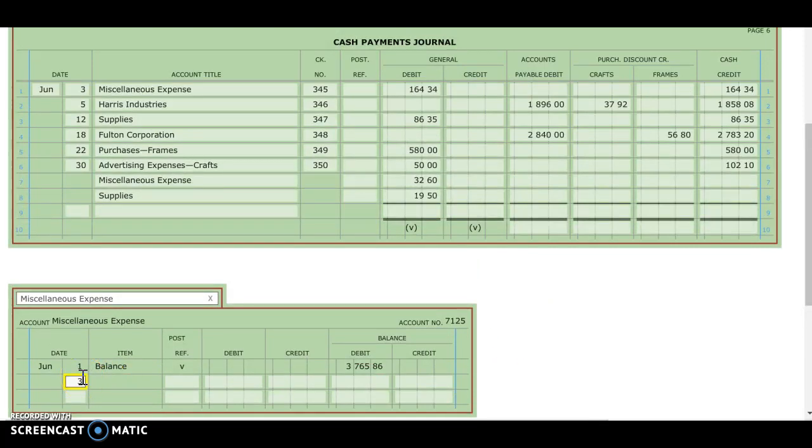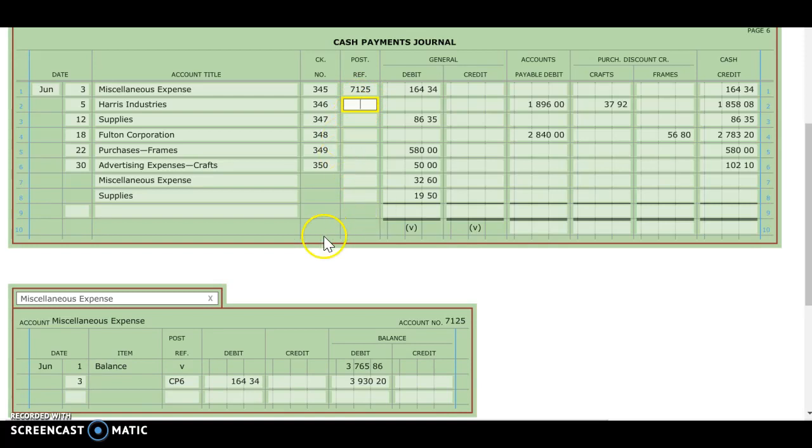The date is the 3rd. Post reference is CP, cash payments, journal page 6. We have a debit of $164.34. And then we need to find our new balance. So our new balance should be $3,930.20. Account number 7125 goes back up to our post reference.